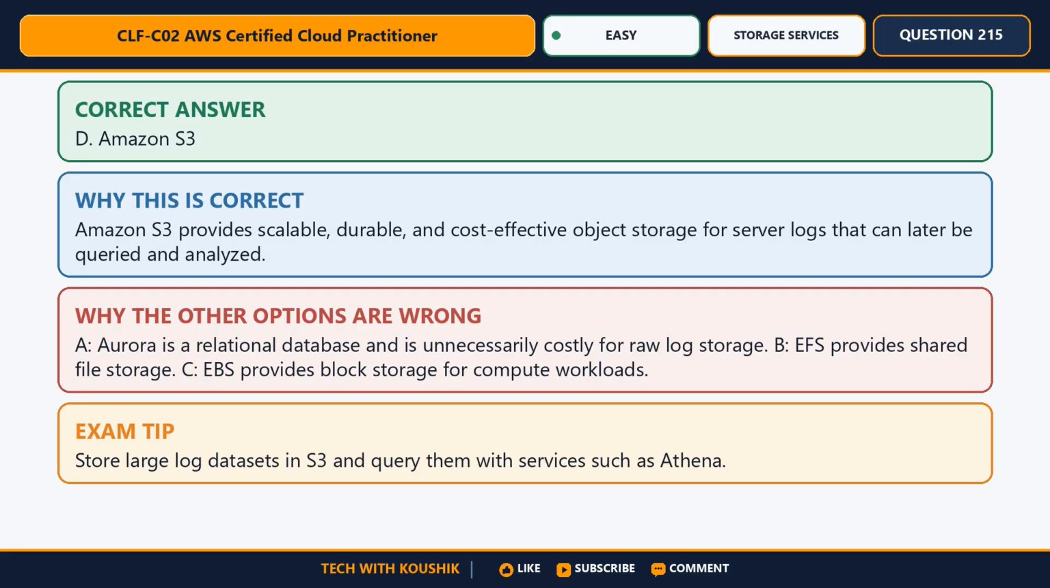The correct answer is D. Amazon S3. Here is why. Amazon S3 provides scalable, durable, and cost-effective object storage for server logs that can later be queried and analyzed.